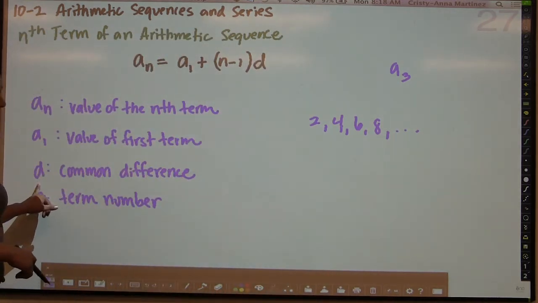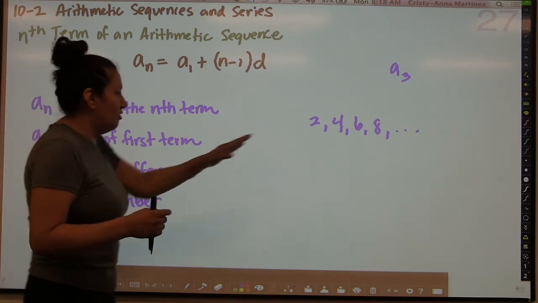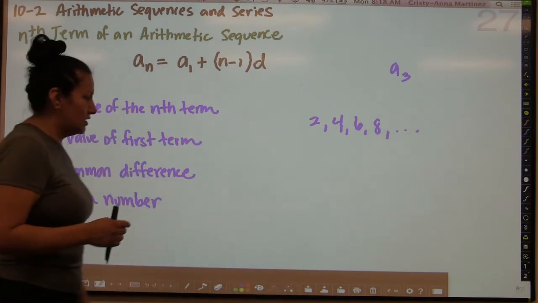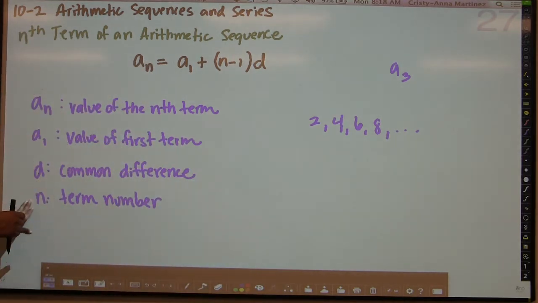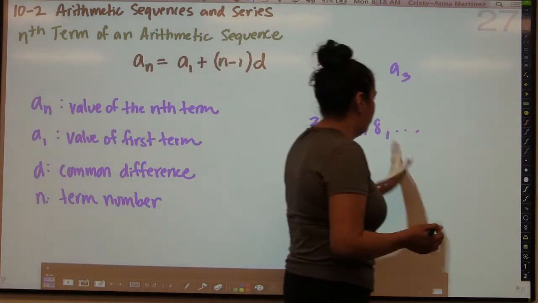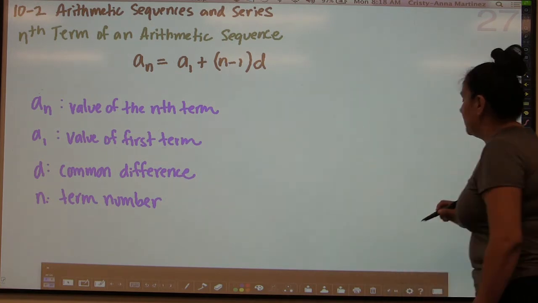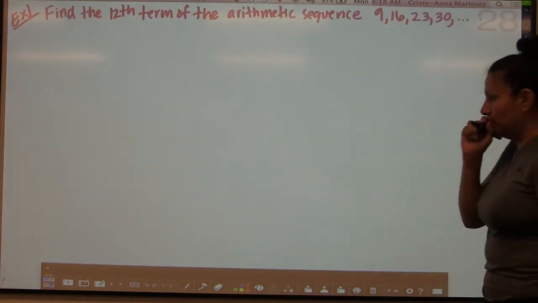And then d is the common difference, which we talked about in the previous section. In this case, 4 minus 2 is 2, 6 minus 4 is 2, 8 minus 6 is 2, so the common difference would be 2. And then, of course, n is the term number. So this would be term 1, term 2, term 3, term 4, and so on. I just want to make sure that you're aware of what all of those variables represent, and we're going to use them in our example.